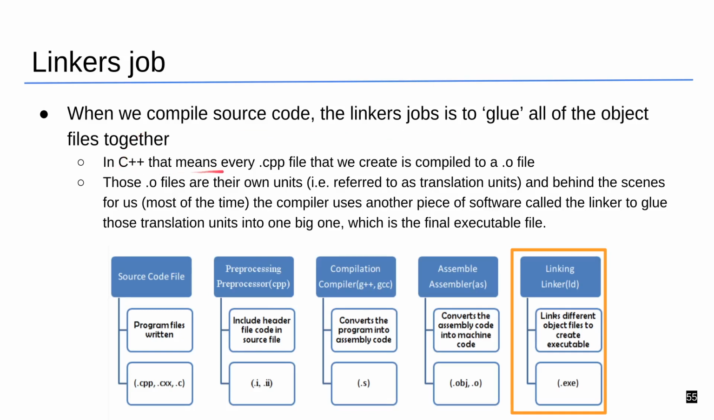Again, in C++, every CPP file that we create is compiled behind the scenes to a .o file. Sometimes these are automatically deleted, so you don't see them, but they are compiled to a .o file. Those .o files, we say, are their own units. We'll call them translation units. And behind the scenes for us, most of the time, the compiler is just using this other piece of software called a linker that glues these translation units into one big one. And that's the final executable file that you see.